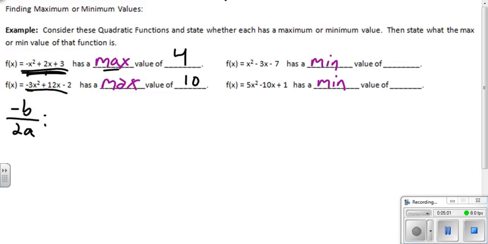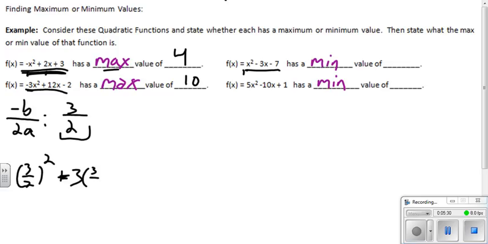Continuing to fly right through some of these. For this function, we have negative b, which we know is negative 3, so a negative of a negative, or the opposite of a negative, is positive 3 over 2 times a. Well, our a is 1. So 3 halves is the x value we're working with. So we need to plug that back into our equation. We'd say 3 halves squared. Oops, it's a minus 3 times 3 halves, minus 7.